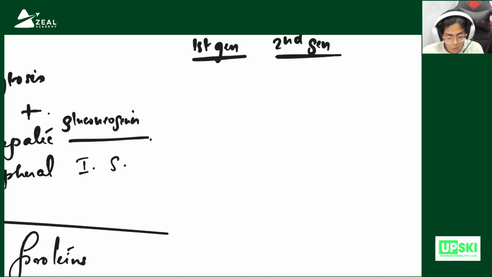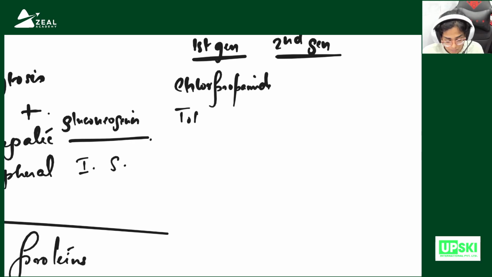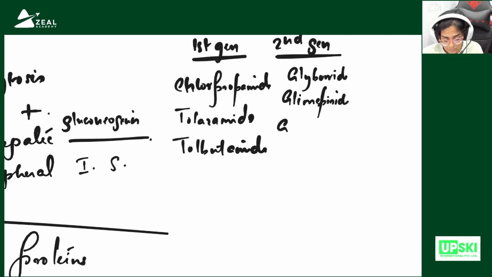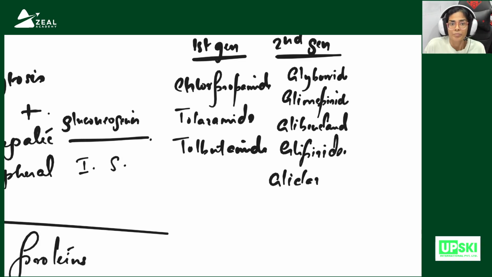First generation: chlorpropamide, furosemide, tolbutamide, etc. You might know about the second generation agents because those are the commonly prescribed drugs nowadays: glyburide, glimepiride, glibenclamide, glipizide, glucoside, etc.